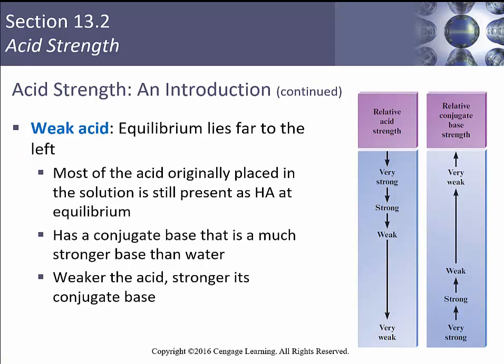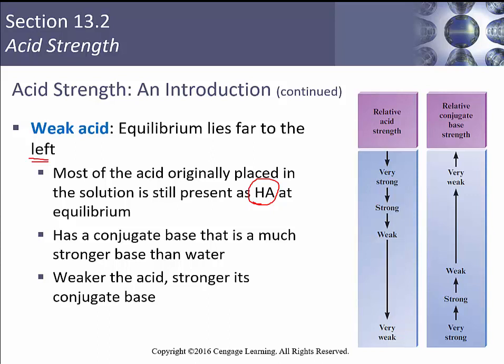So for a weak acid, equilibrium lies far to the left. Most of the acid originally placed in the solution is still present in its conjugate acid form. So if you have acetic acid, something like 98% of it is still acetic acid with that proton stuck on it. 2% of it is going to dissociate and form acetate and hydronium. Most of the acid originally placed in the solution is still present as HA.